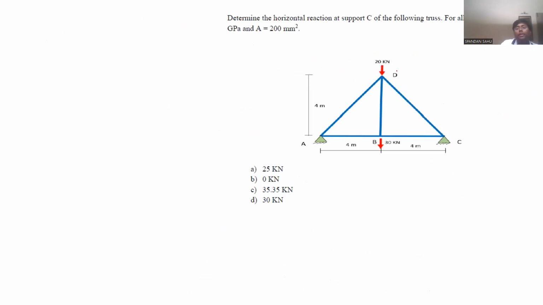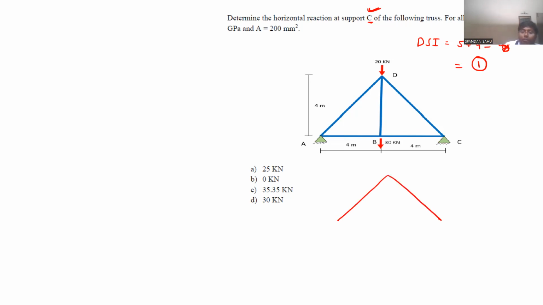Now we will do all those problems quickly without going into such details. Now here you have to calculate the horizontal reaction at support C of the following truss, where E and A are constant here also. Now see, DSI of the structure: members are 5, reactions are 4, minus joints are 4, so 4 into 2, that will be 8. DSI is 1.